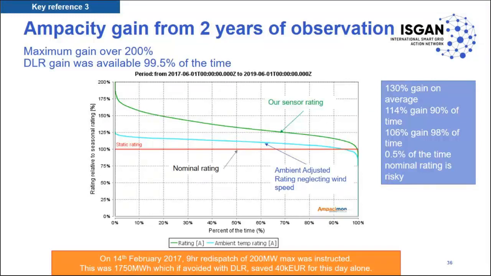We know from the shown evaluated dynamic line rating performance that at least 14% gain is available for 90% of the time. To calculate the potentially avoided costs, we multiply the redispatch energy of 1,750 megawatt hours with the average redispatch cost of 23,000 euros per gigawatt hour, which is about 40,000 euros saving in one day. You can see for yourself from the data on the German grid transparency platform that this example is not an especially high congestion day, but a fairly typical day.